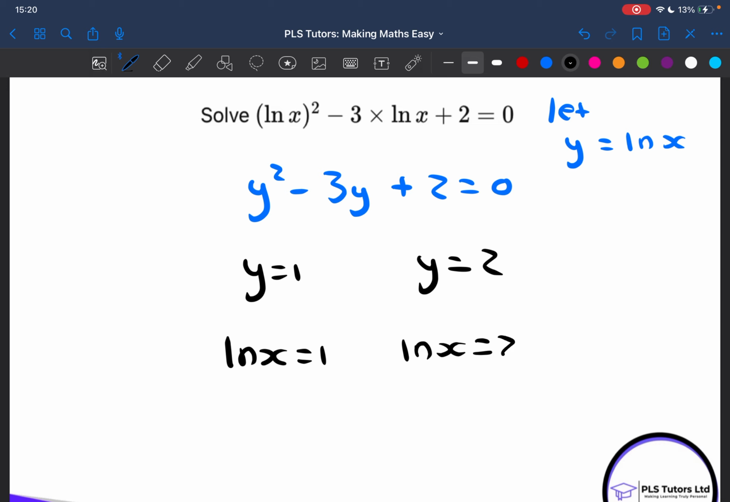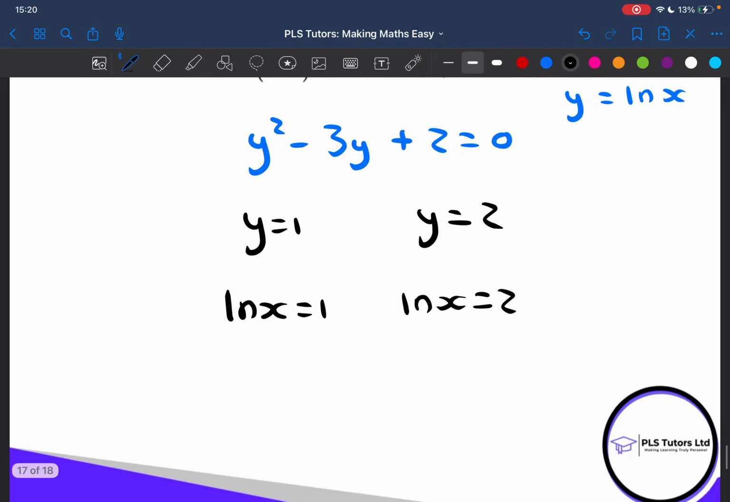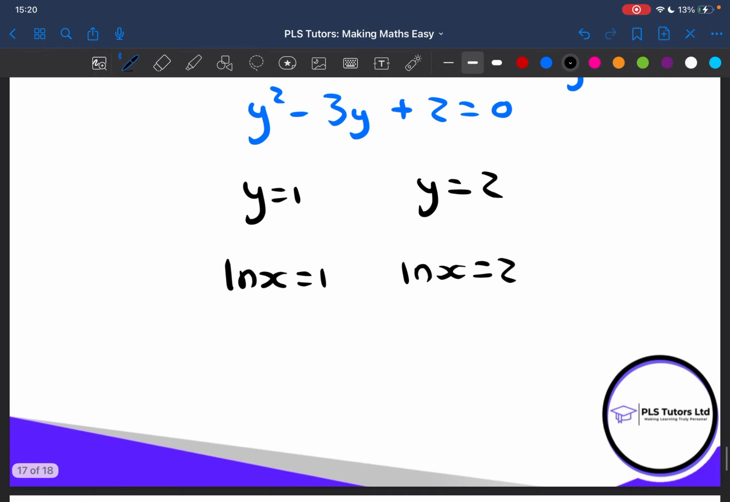Now remember, you want to leave x on its own, okay? So we're going to raise each side to the power of e. So x on this side is equal to e to the 1, so x is just e. Here we get x is e squared. We're just taking it out of log form, so we've got rid of the natural logs by raising each side as a power of e.